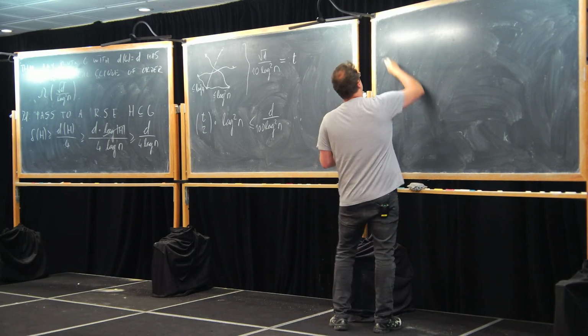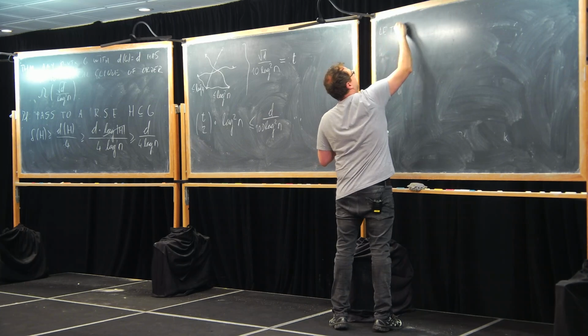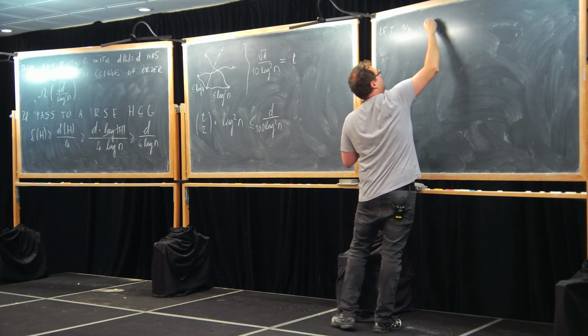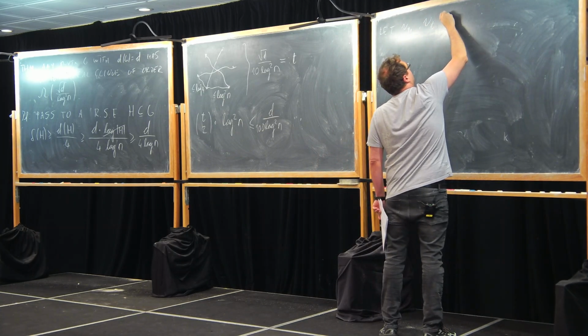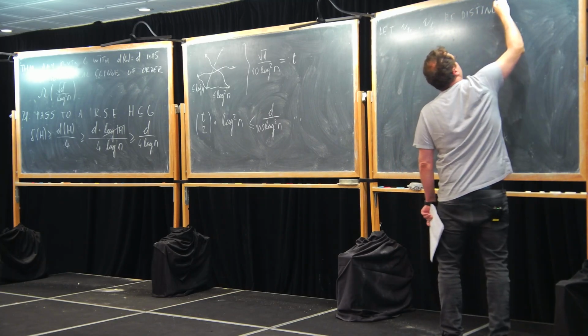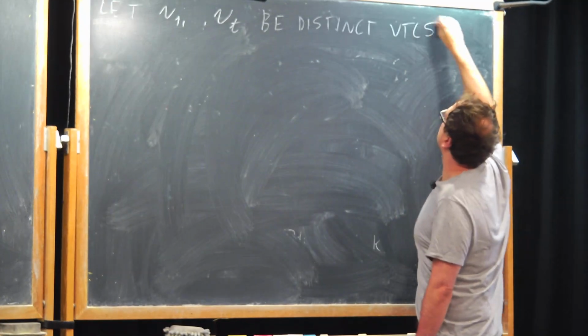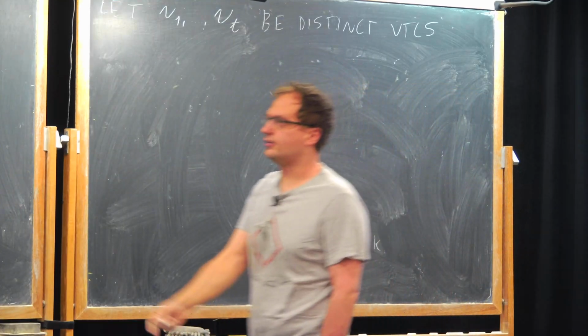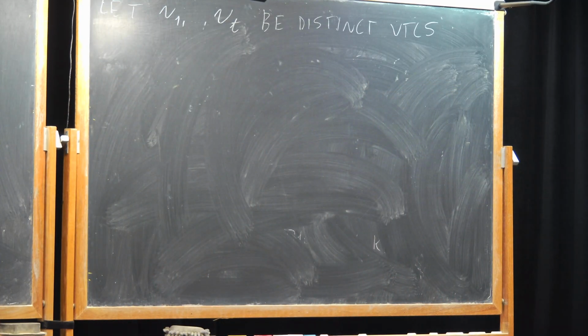Right, so let v1 up to vt be distinct vertices. So these are all choices for the anchor points. So in the picture, they were here.